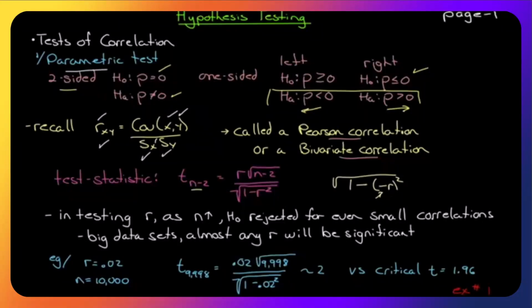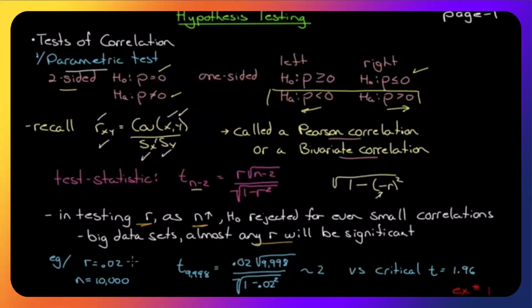A big issue with testing correlation is, let's say I'm a researcher and I need to find significant correlations. Let's say that I need to prove a point and it's important that I find them. I can always just increase the size of my data set and almost any correlation becomes significant. In testing R, as n increases, H naught is rejected for even small correlations. In big data sets, almost any R will be significant.